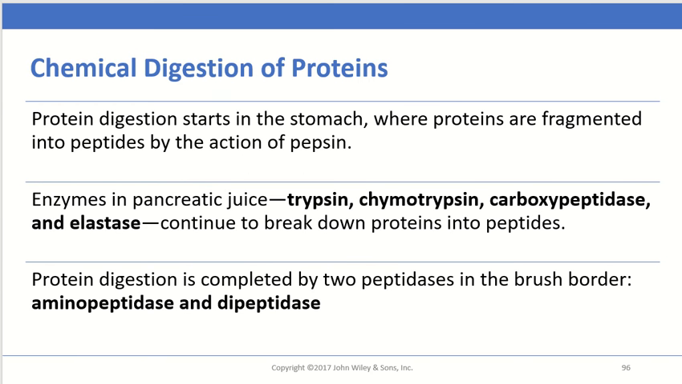So, chemical digestion of proteins then. Protein digestion is going to start in the stomach, where proteins are going to be fragmented into peptides by the action of pepsin. All right. The enzymes in the pancreatic juices, trypsin, chymotrypsin, carboxypeptidase, and elastase, are going to continue to break down those proteins further into peptides. And then protein digestion is going to be completed by two peptidases in the brush border of the small intestine, called aminopeptidase and dipeptidase.